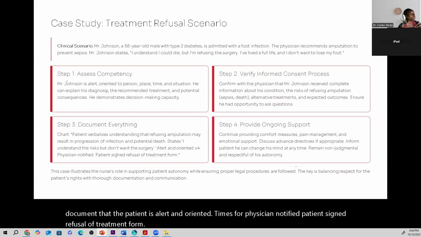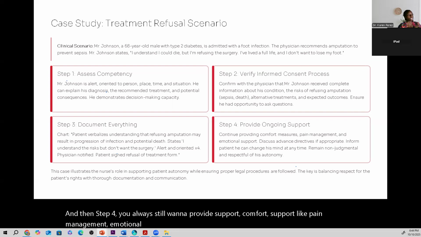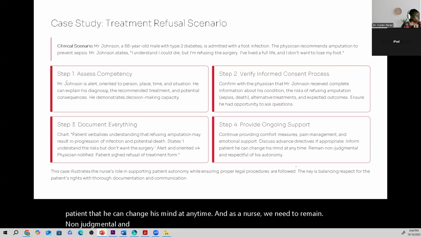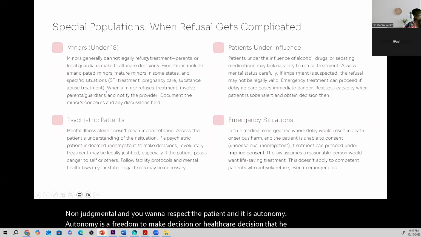And then step four, you always still want to provide comfort support, like pain management, emotional support, discuss advance directive as appropriate, and inform the patient that he can change his mind at any time. And as a nurse, we need to remain non-judgmental, and you want to respect the patient and his autonomy. Autonomy is the freedom to make the healthcare decisions that he wants, even though we may not agree.